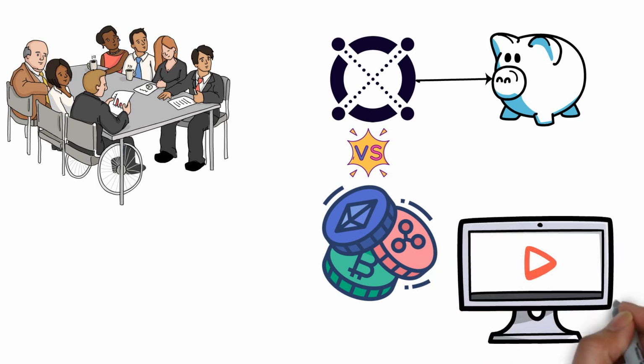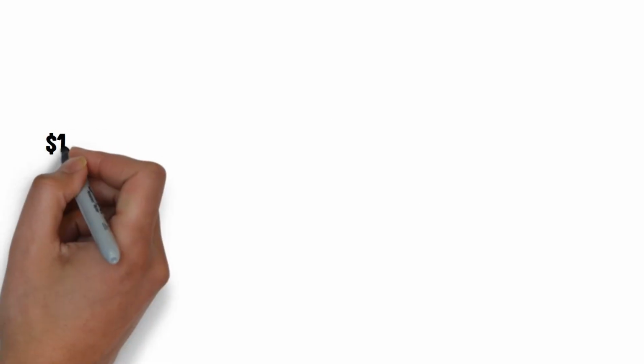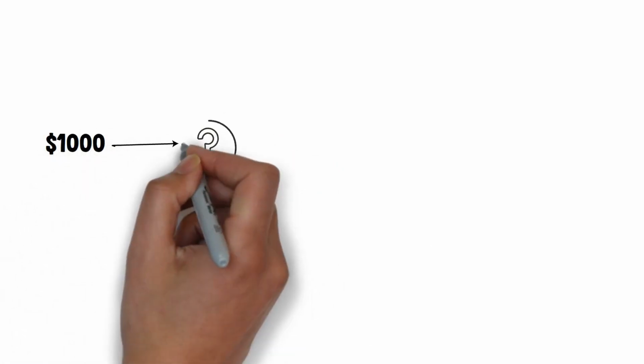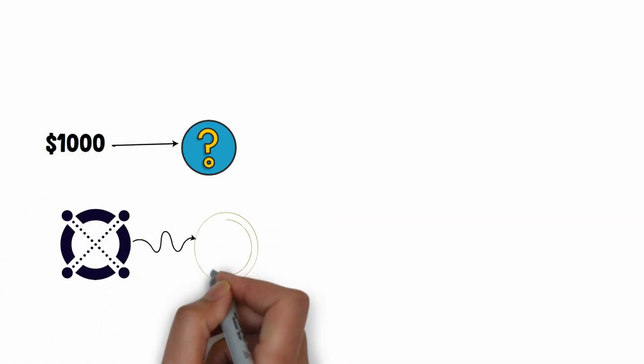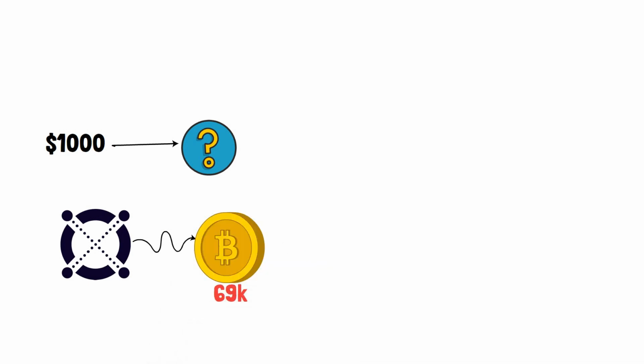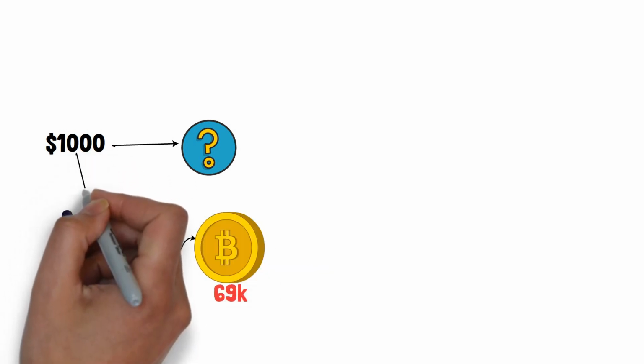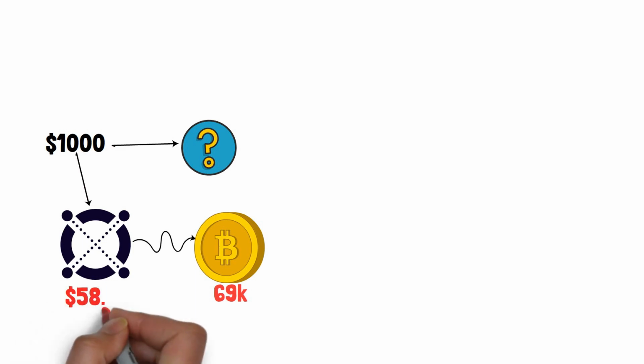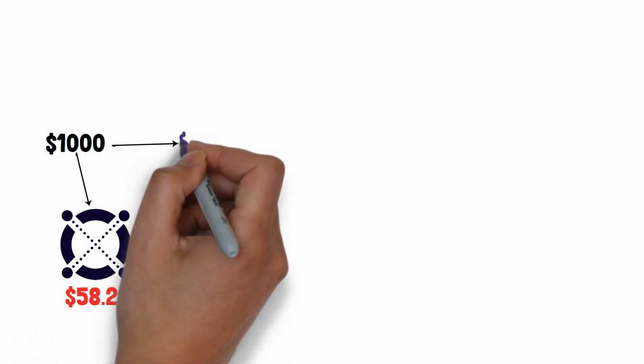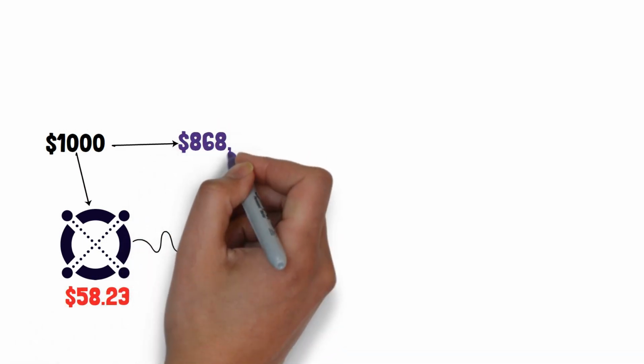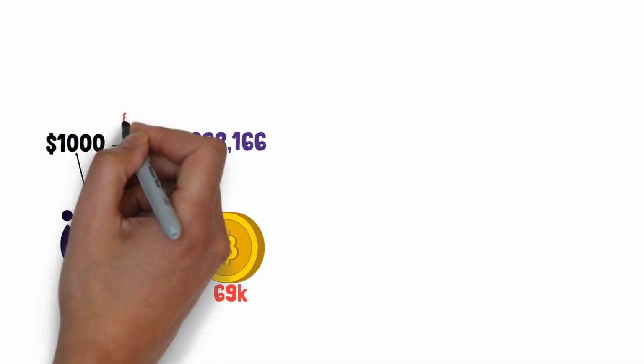All right, so here we go. So what would $1,000 turn into if Elrond grew to the market cap of Bitcoin at its all-time high of $69,000? If you invested $1,000 into Elrond at $58.23, that $1,000 would turn into $868,166.